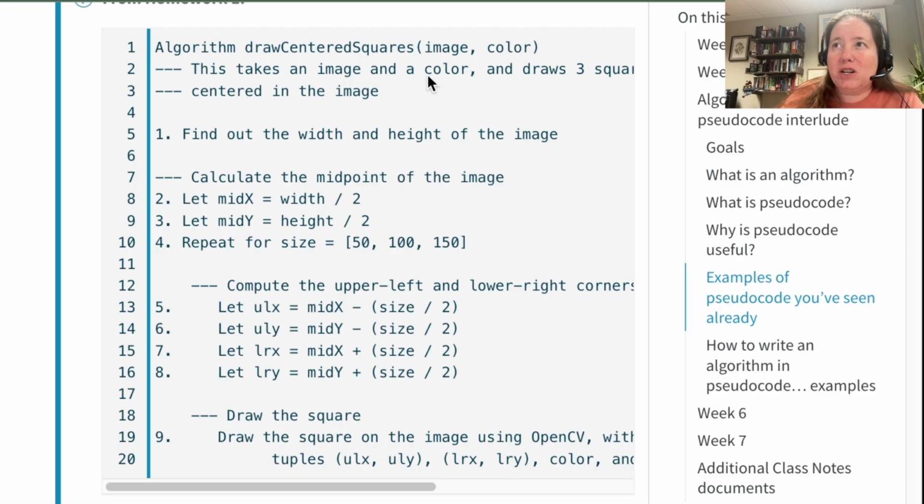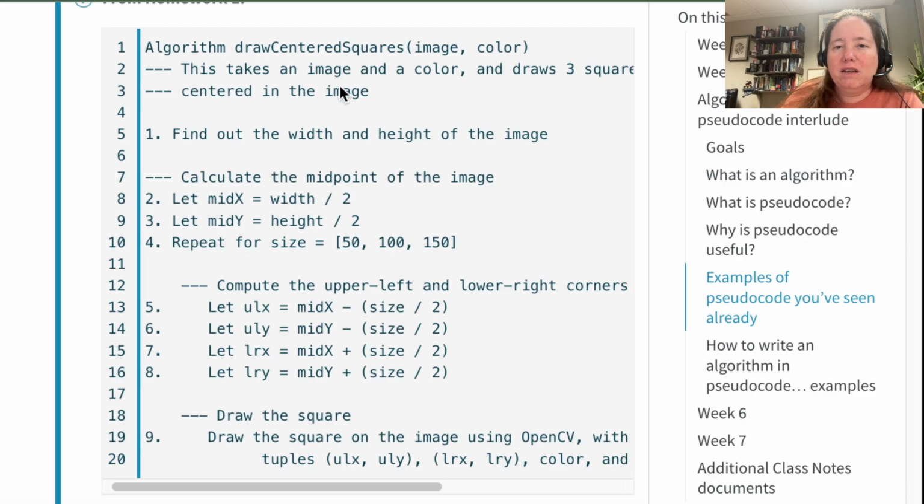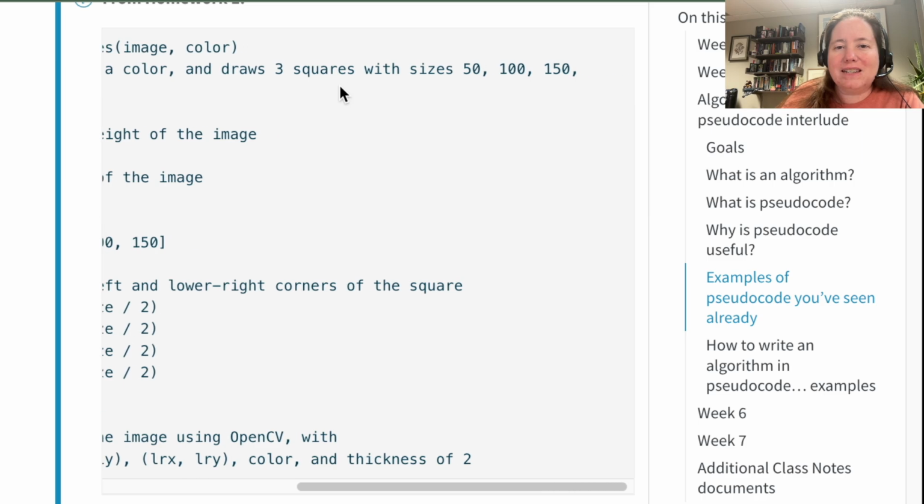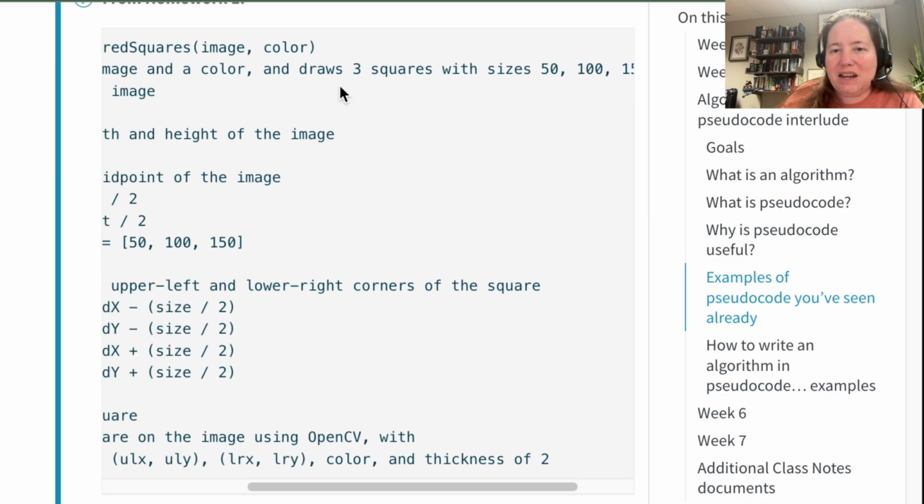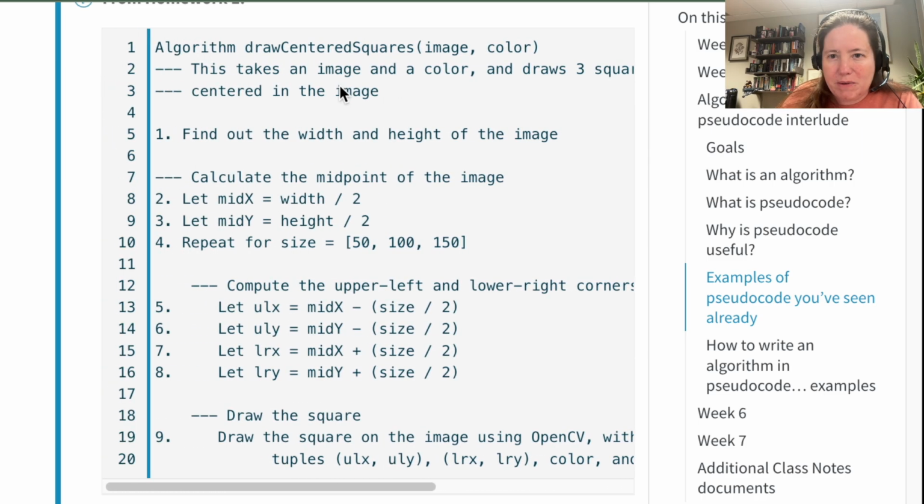It takes in an image and a color, and it draws 3 squares with sizes 10, 50, 100, and 150 centered in the image. Okay, so this is supposed to draw 3 squares on an image. Boom, boom, boom, getting bigger each time. All of them of the input color.